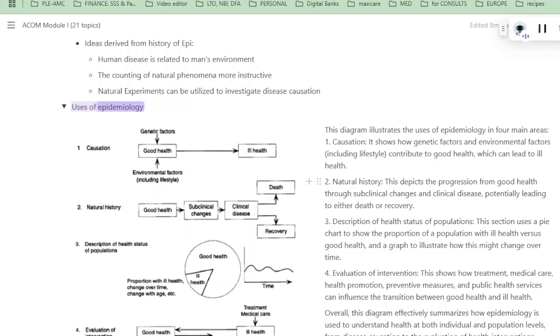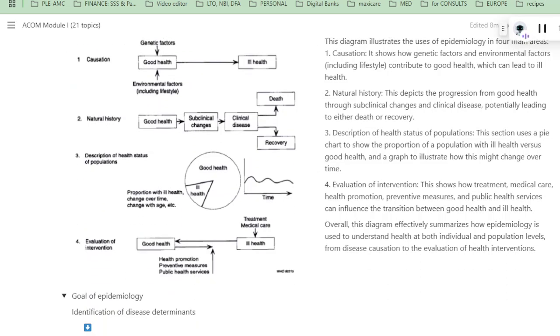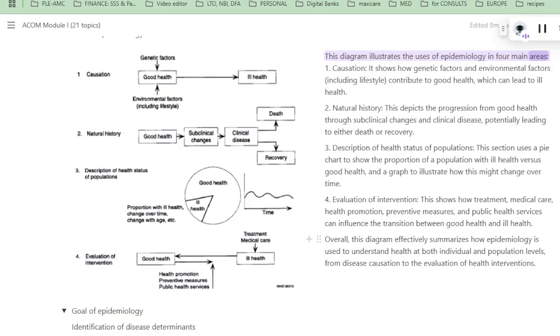Uses of epidemiology. This diagram illustrates the uses of epidemiology in 4 main areas. 1. Causation. It shows how genetic factors and environmental factors, including lifestyle, contribute to good health, which can lead to ill health. 2. Natural history.